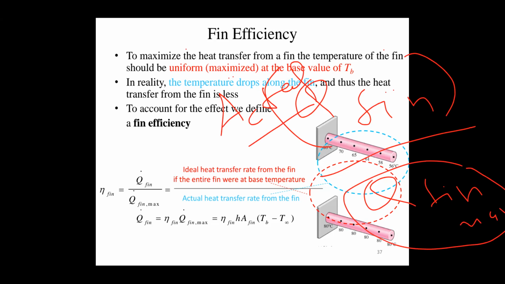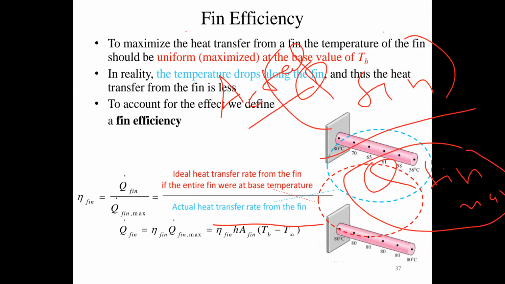The formula is already given. We know the Q value from Newton's law of cooling: Q equals h A (Ts minus T infinity), where Ts is the surface temperature and T infinity is the atmospheric or surrounding temperature. That is Q fin. Q fin max means the maximum possibility of Q fin to dissipate the heat.